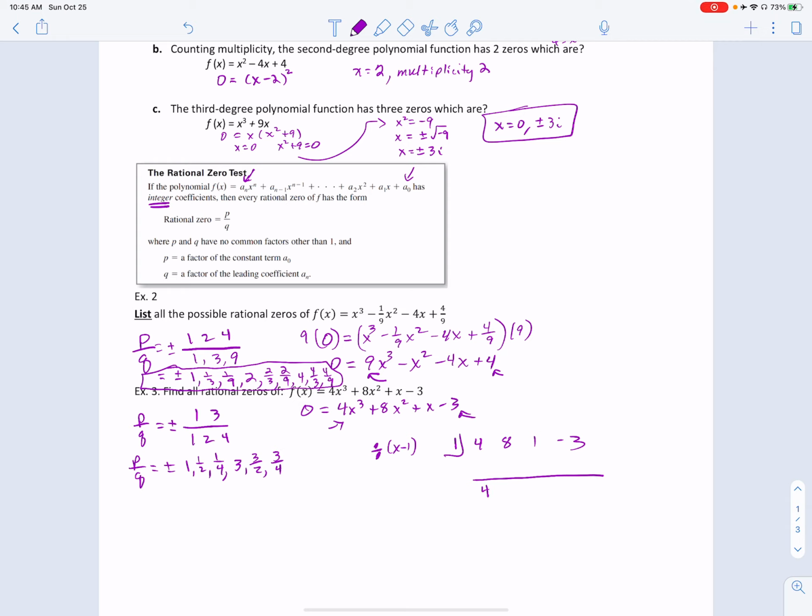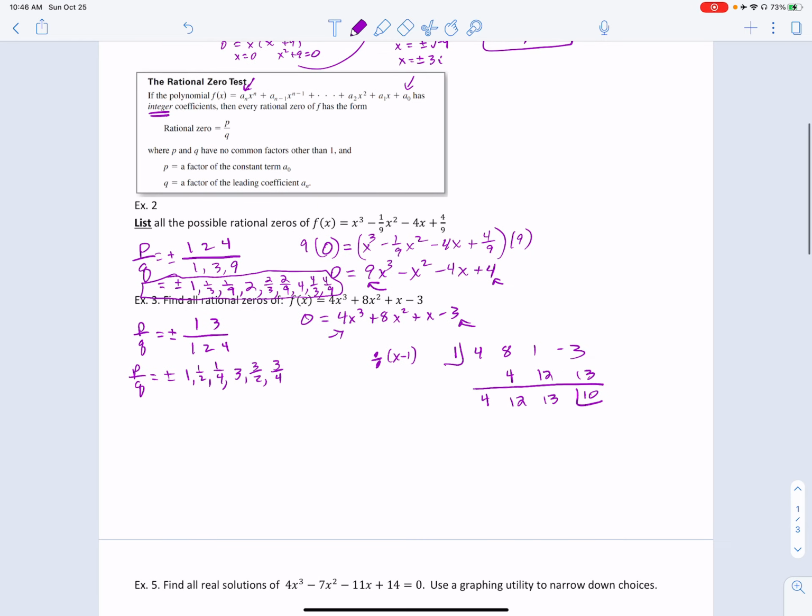We bring down the 4, multiply times 1, add, multiply 12 by 1, add, multiply 13 by 1, get 13. And this would be my remainder. Since that remainder is not 0, 1 is not a root, and x minus 1 is not a factor. So I've got to keep on going until I get down to something that gives me a remainder of 0. It's a little bit of trial and error. It is what it is. But we're trying to get a remainder of 0, and we're going to keep on trying these rational roots.